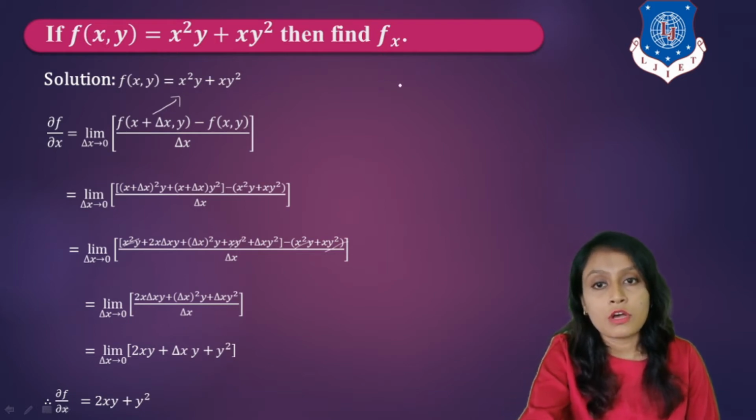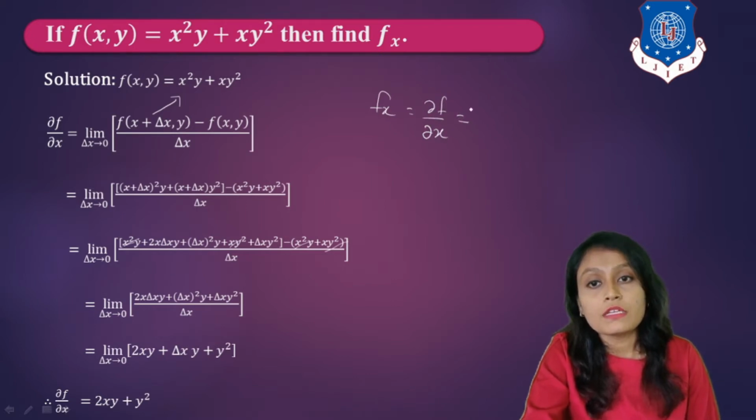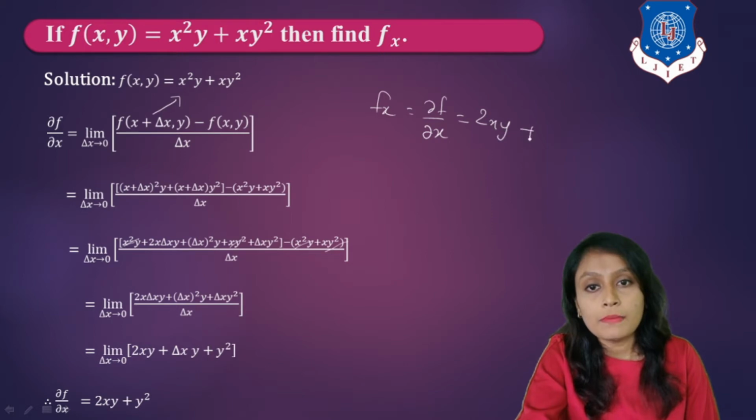Now if you want to solve it simply, f x, that is del f by del x. When we are solving with respect to x, we will keep y constant. So in this, keeping y as a constant, the derivative of x square is 2x. So here you will get 2 x y, plus, now again y square will remain constant and the derivative of x is 1. So here we have y square. You can check the answer.